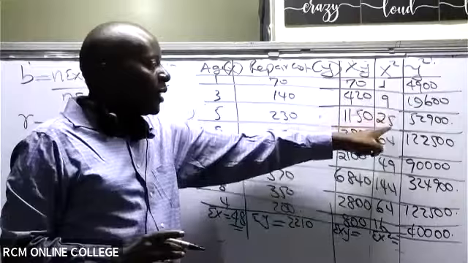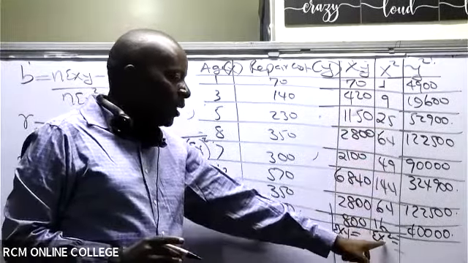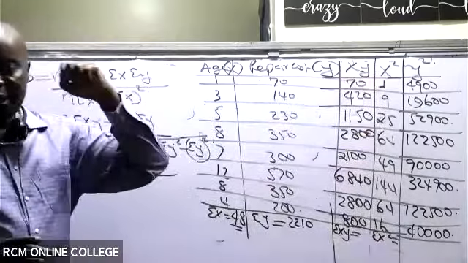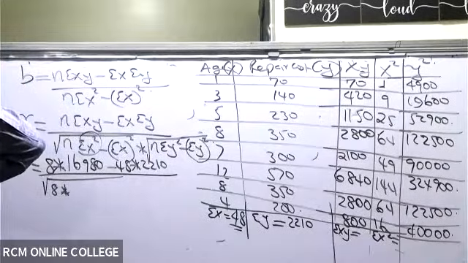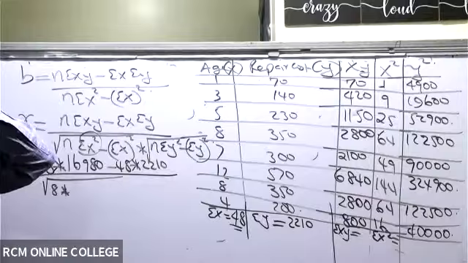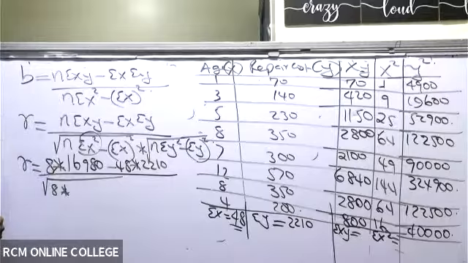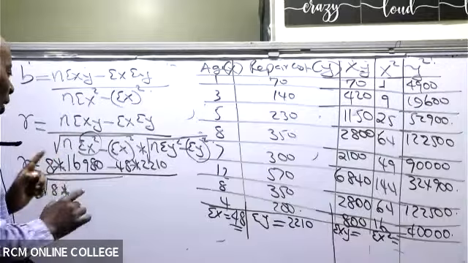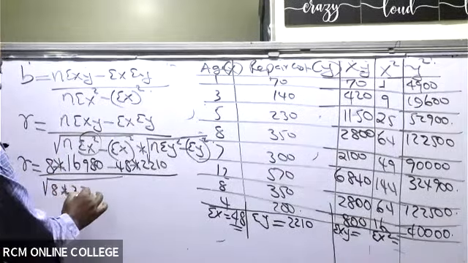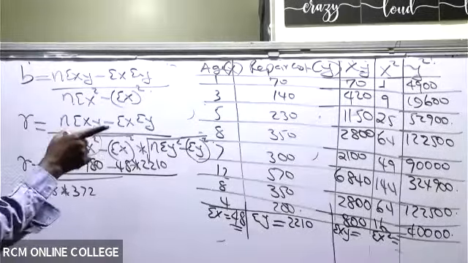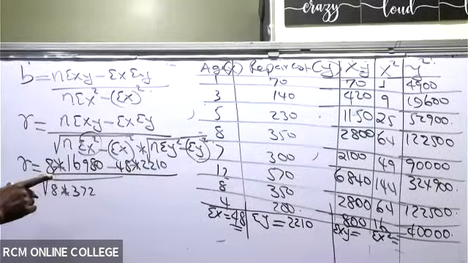Is there any ninja that can remember the figure we had for summation of x squared? I'm being told it was 372. I'm waiting for someone else to remind us. Thank you very much, Laura has been able to remind me. So 372. Don't square again because that figure is already squared.